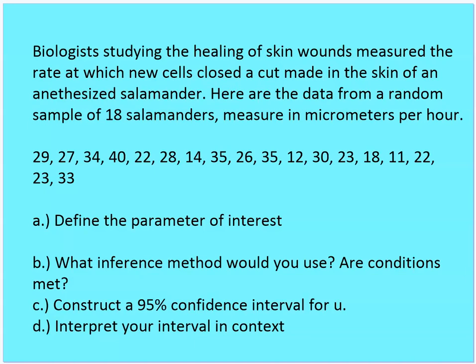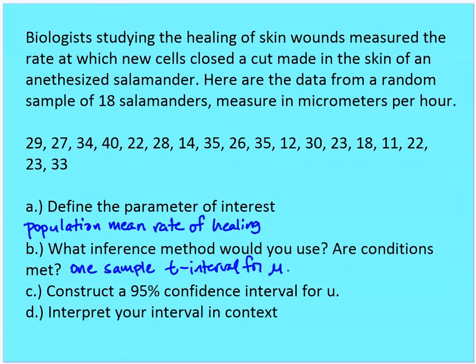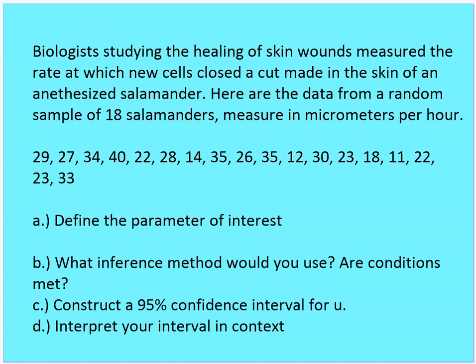So we're going to define the parameter of interest. What inference method should you use? Are the conditions met? I'm going to construct a 95% confidence interval for the population mean and interpret the interval in context. All right. So this is your homework. Just showed you the answer. So I'm going to leave this up here for a minute. And then I'm going to move on.